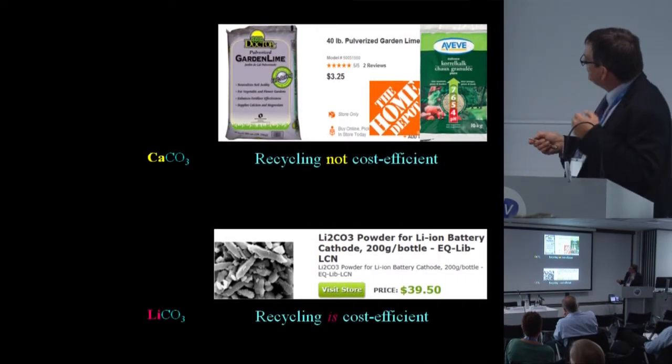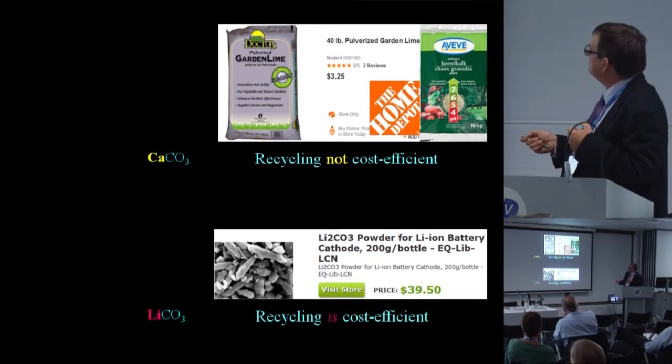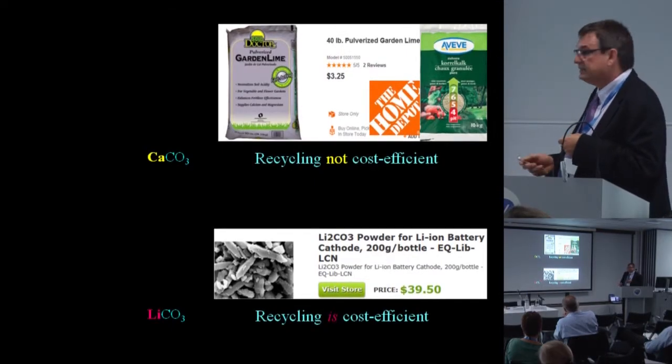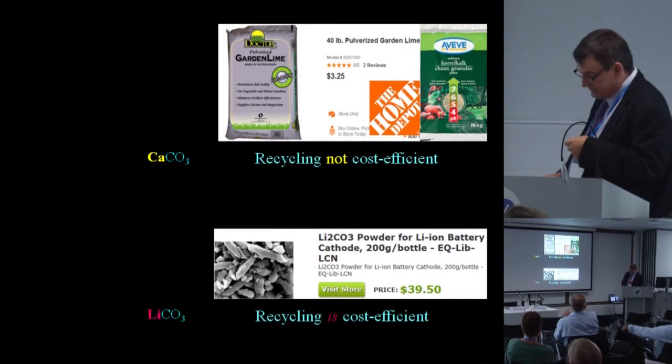Another thing that's important, the calcium carbonate, basically, I mean, what happens to the granules? They turn into garden lime. It's what you put on the flowers. That's what it becomes. Recycling this is not cost efficient. Lithium carbonate is different. Recycling it is cost efficient. It gets incorporated into, for example, lithium-ion batteries.